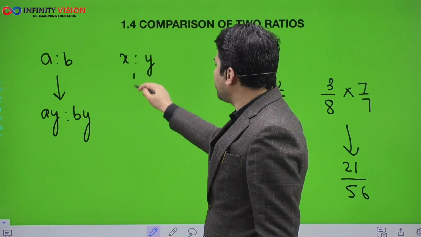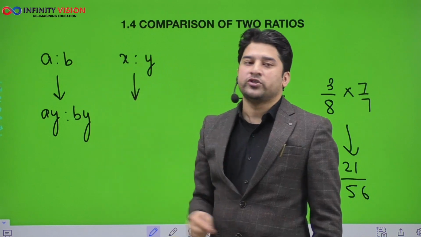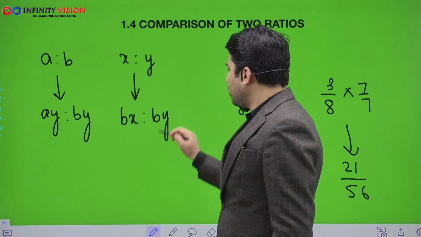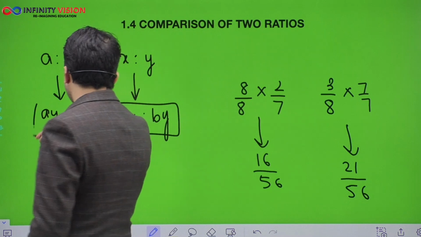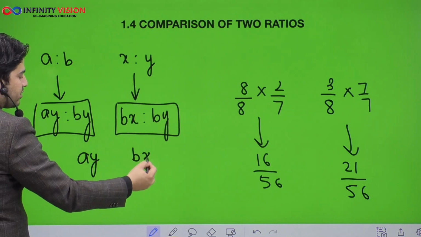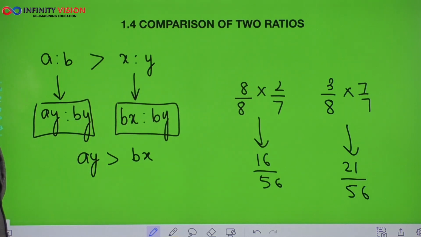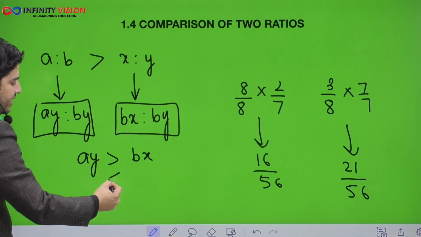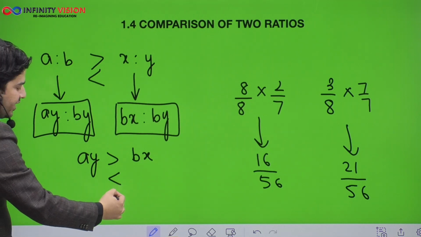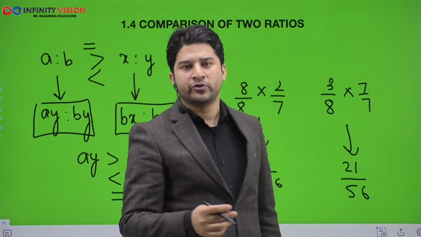In the same way, I am going to create an equivalent version of X is to Y by multiplying with B, that is the consequent of the first ratio. I'll get Bx is to By. Now both the ratios have the same consequent, so you just need to compare Ay and Bx. If Ay is bigger than Bx, then A is to B would be bigger than X is to Y. If Ay is smaller than Bx, then A is to B would be smaller than X is to Y. And if Ay is equal to Bx, then A is to B would be equivalent to X is to Y. This is how you compare two ratios.